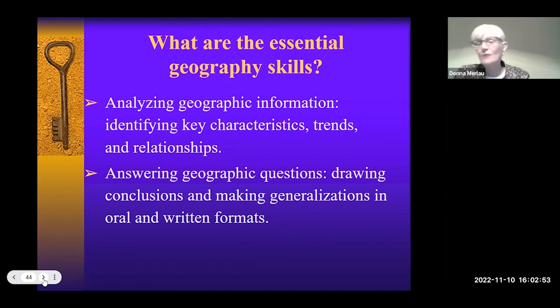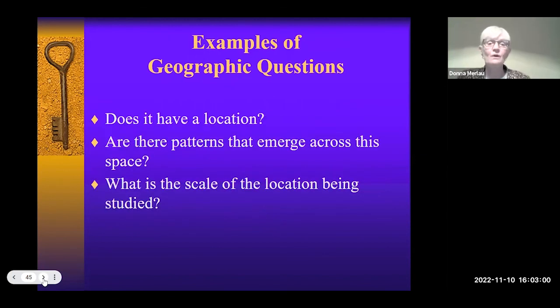And it can be written or oral. You can create a PowerPoint. You can do lots of different ways of presenting that information out.